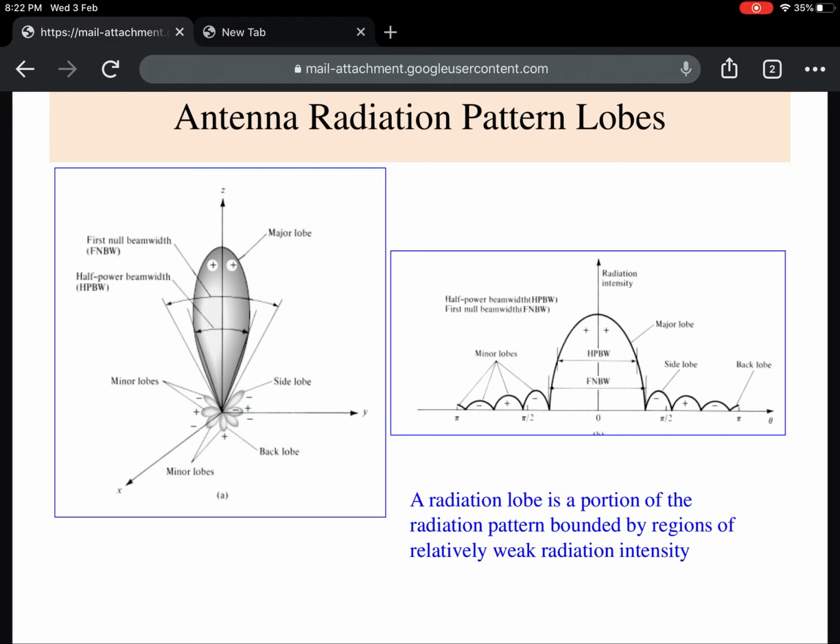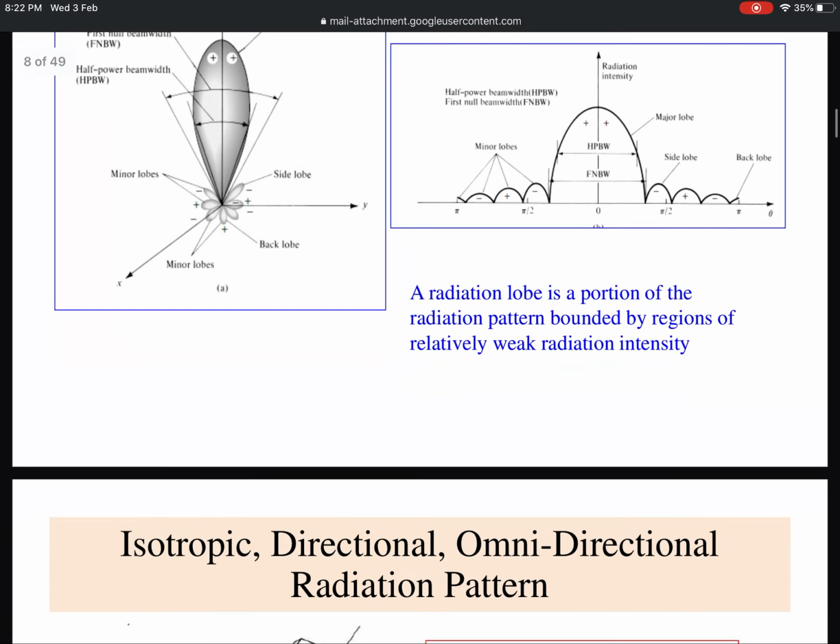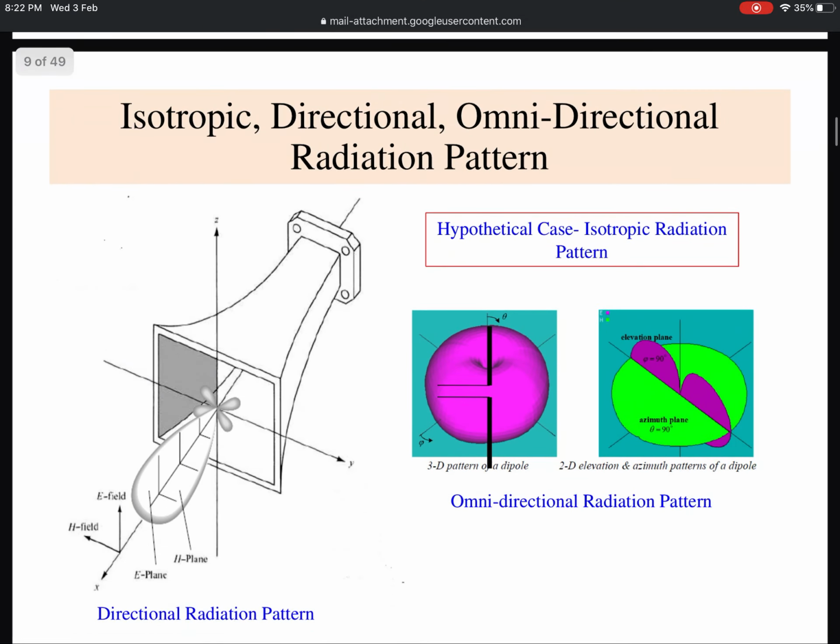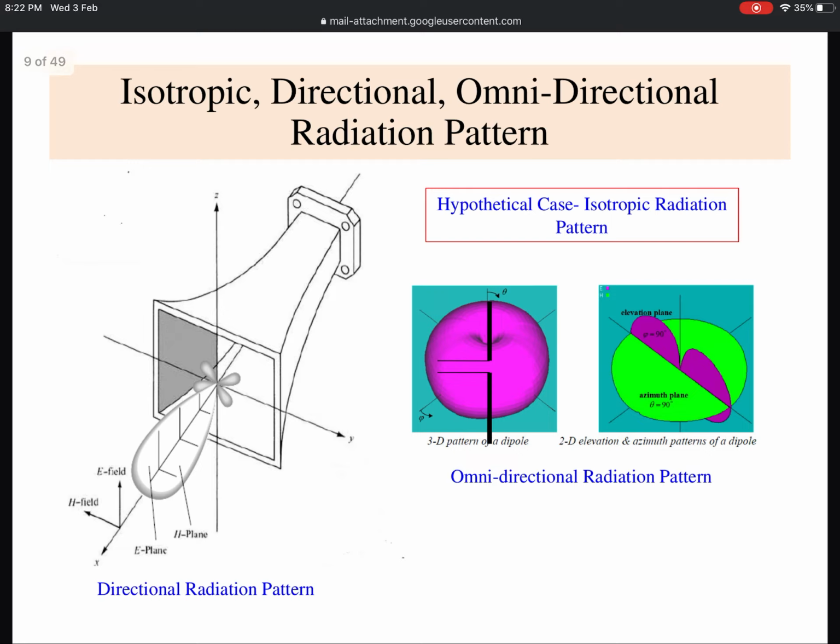In our case, the major lobe will always be bounded by the first nulls. So the majority of the power is going in the major lobe, which is bounded by the first null. Now first null beam width is basically the total beam width corresponding to the major lobe power. Now if it is clear for you, then we can move ahead to classifying different types of radiation pattern.